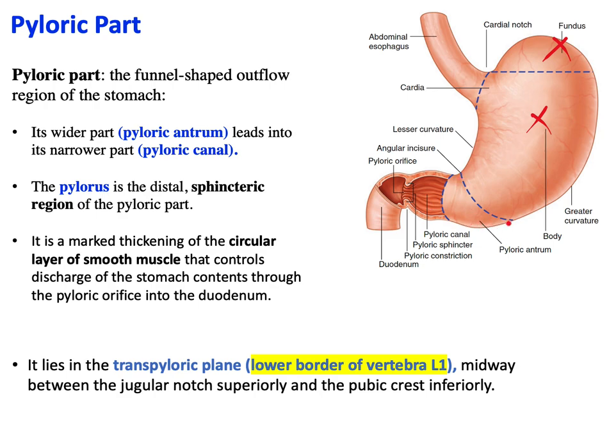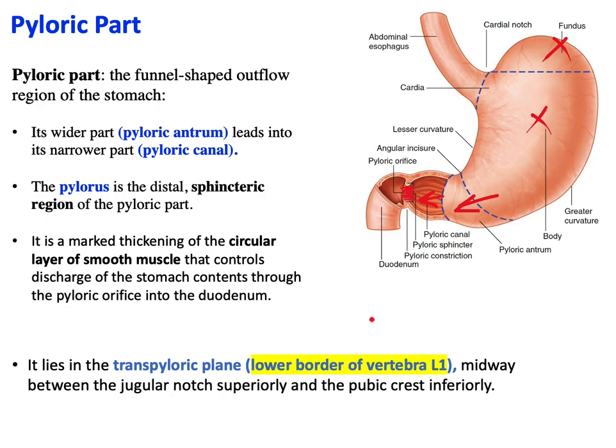The first part is the pyloric antrum, which is the widest part. This is the entrance. This is the pyloric antrum that leads into a narrower canal. We call it the pyloric canal. This is the pyloric canal. Then you jump to a really marked, thickened circular layer of smooth muscle. You see the smooth muscles here, thickened to form a sphincter. We call it the pyloric sphincter. So this sphincter is the pyloric sphincter.